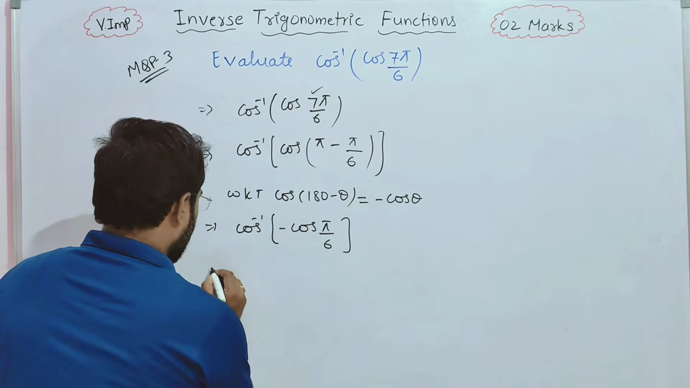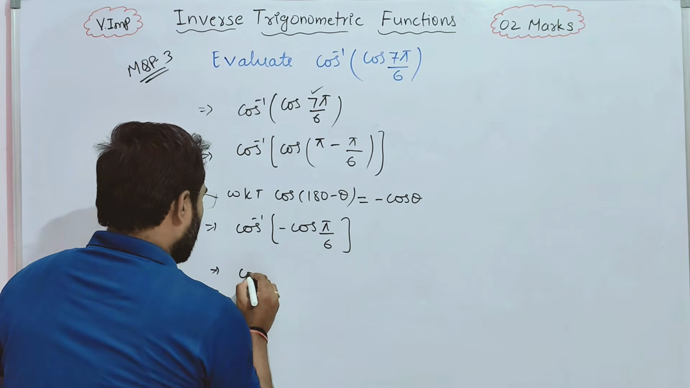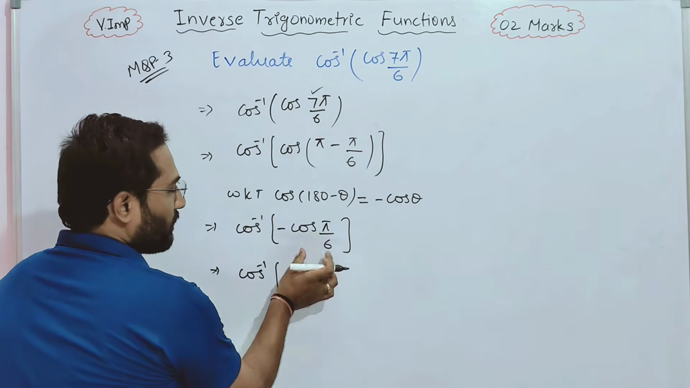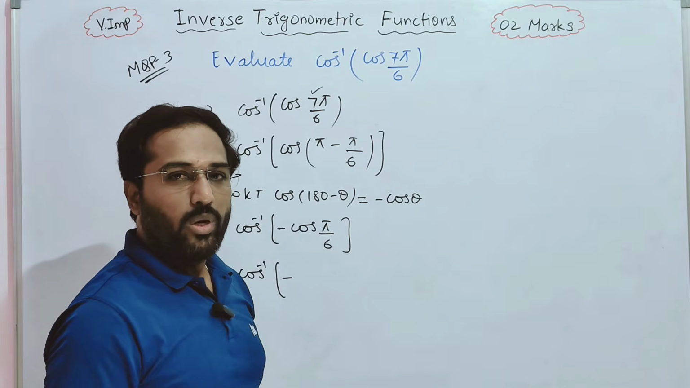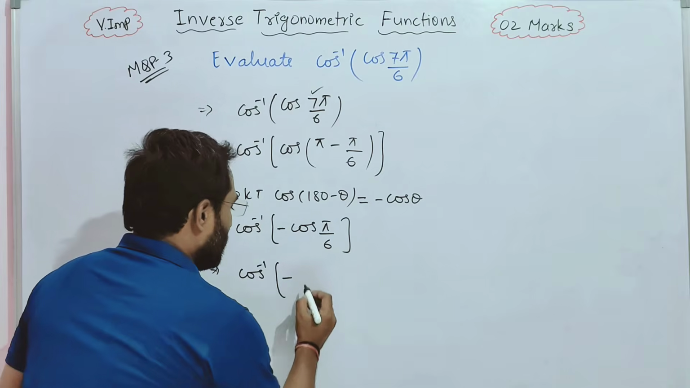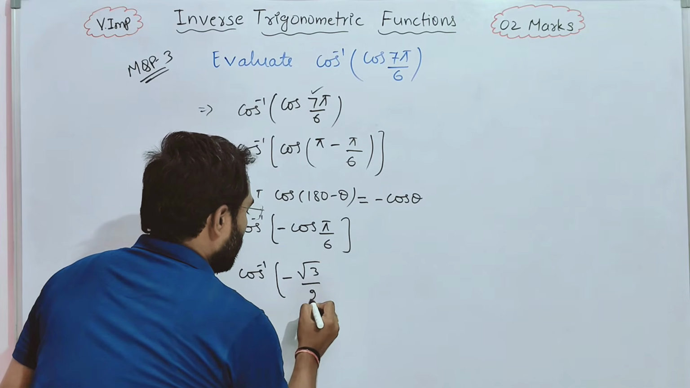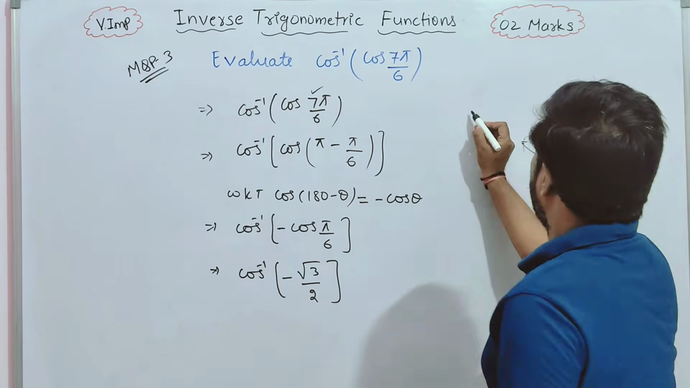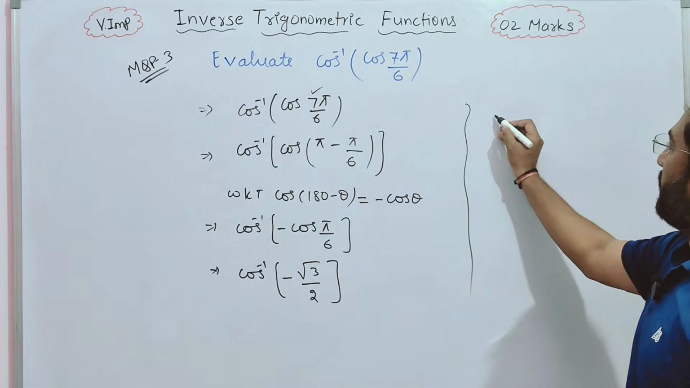Okay, now let us use cos inverse of minus sign as it is. Cos pi by 6. What is cos pi by 6? Cos pi by 6 is root 3 by 2 from the trigonometric table. You already know these things, right? Okay, let us see, one last step.